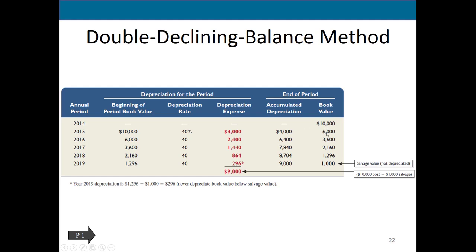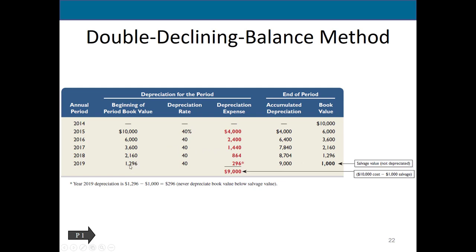Here's where it's different. When I start period 2, I take this ending book value and make it my beginning book value for 2016, which makes sense. Then I multiply that by the 40% for a new depreciation expense of $2,400. I now have accumulated depreciation of 6,400. 4,000 plus 2,400 is 6,400. My book value is now 10,000 minus 6,400 to give me 3,600, and then we just repeat and recycle, right? We just kind of keep it going all the way down.